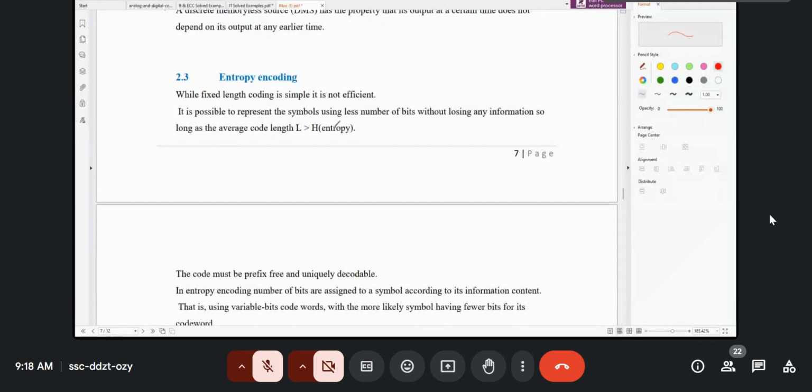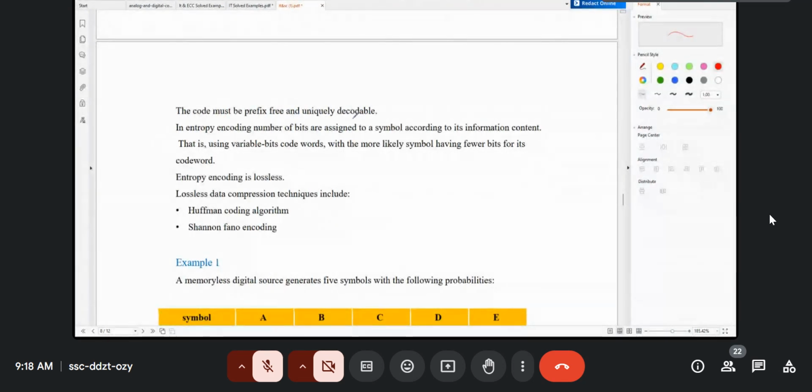So we come to entropy. It is possible to represent the symbols with fewer bits without losing any information, so long as the average length is greater than the entropy. The code must be prefix free and uniquely decodable. Of course, unique decodability is enabled by being prefix free. Nonetheless, we still use the two words, but unique decodability means it has to be prefix free.